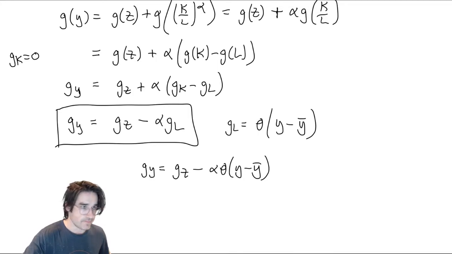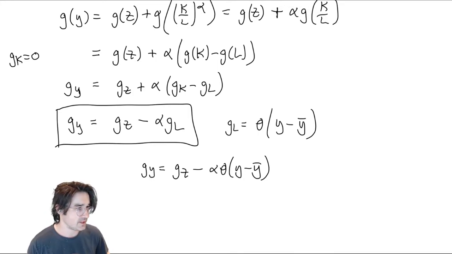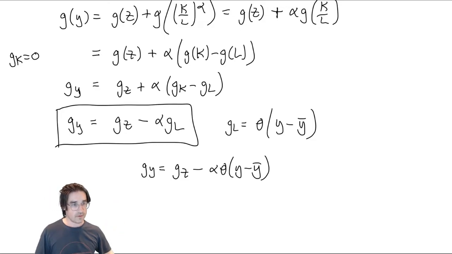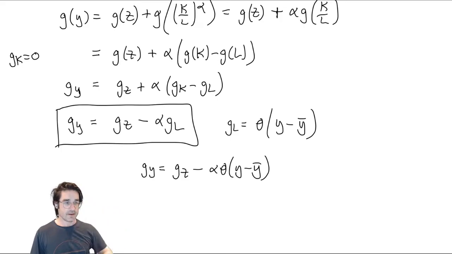In the original world where g_z was zero and z wasn't moving around, you just get g_y equals minus alpha theta times (y minus y bar). If you're looking for a steady state, it's just where does g_y equal zero. Well, it equals zero when y equals y bar. So that's basically what we found before. And it also provides you a way of arguing that we end up in a steady state where y was not moving.